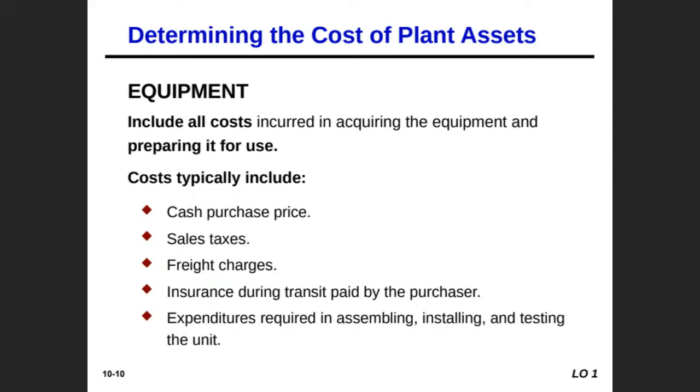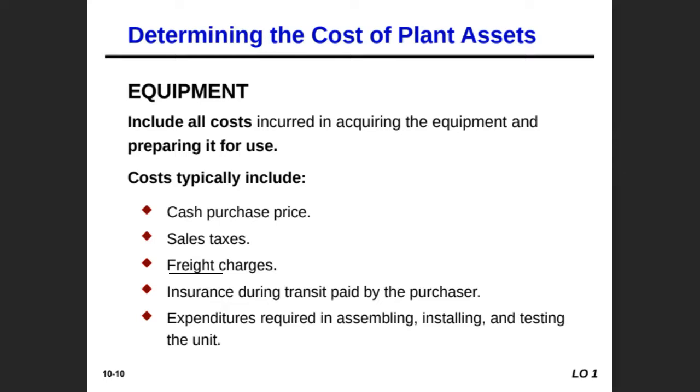Same thing is for equipment. Remember, you are looking at property, plant, and equipment. Equipment are machines, right? And all the costs which are necessary to acquire the equipment should be included. It should be cash purchase price. If there is any sales tax, freight charges, transportation charges. Freight means transportation. Okay. Insurance during transit. Remember this one.